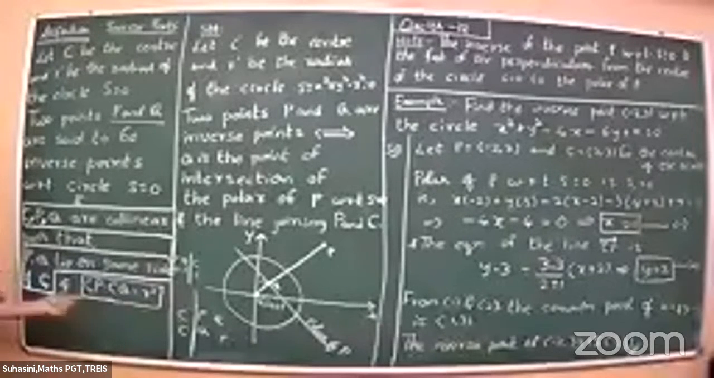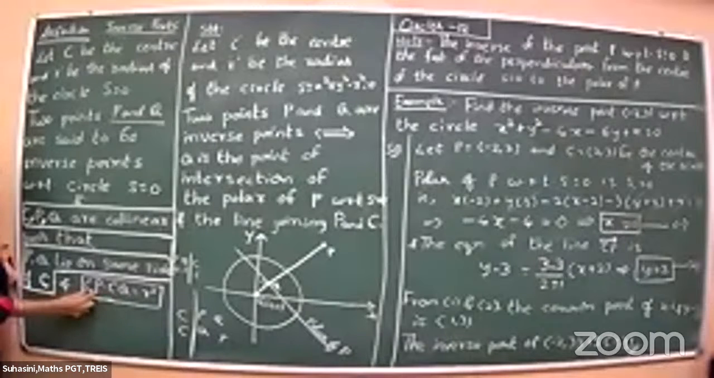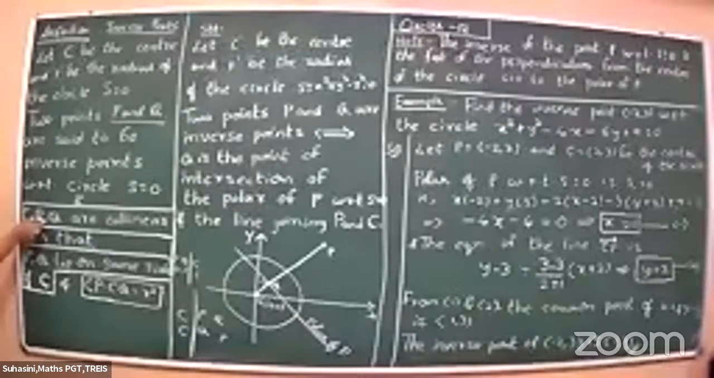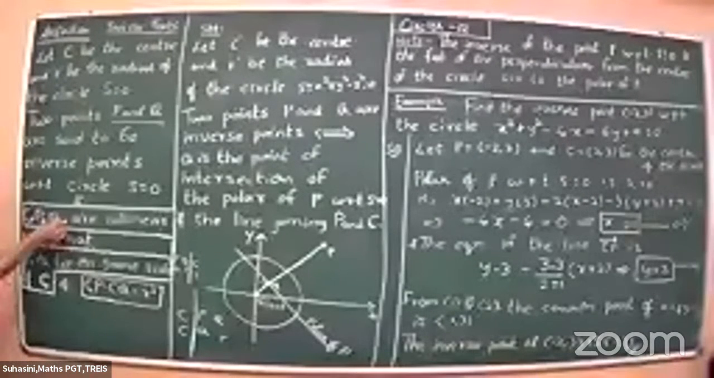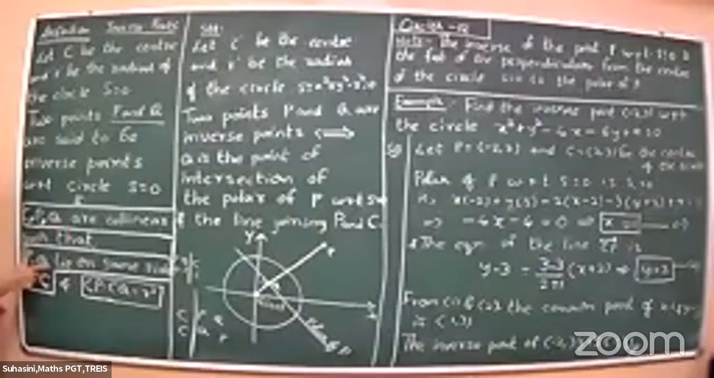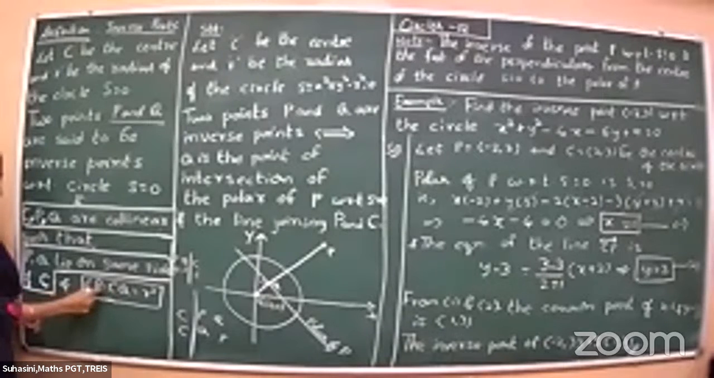And consider the product of the distances CP and CQ. The distance of C from P and the distance of C from Q, when multiplied, should be equal to the square of the radius of the circle: CP times CQ equals R squared. So, first condition, the points C, P and Q must be collinear. Second, they must lie on the same line with P and Q on the same side of C. And third, the product of the distances CP and CQ must be equal to R squared.